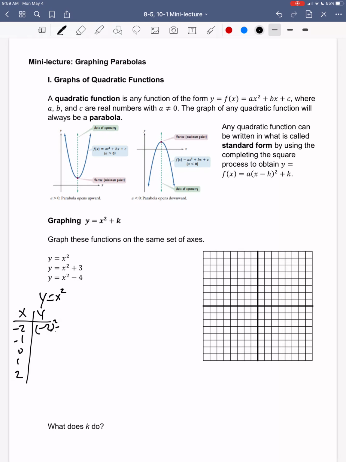So negative 2 squared is going to be 4. Negative 1 squared is going to be 1, negative 1 times negative 1. 0 squared, of course, is 0. 1 squared is 1. And 2 squared is 4. So I've got my x coordinates and my y coordinates, and I can plot these points. So I've got negative 2, 4, I go 2 to the left and 4 up, that's there. We've got negative 1, 1, that would be there. 0, 0 is here at the origin. We've got 1, 1, and we've got 2, 4.